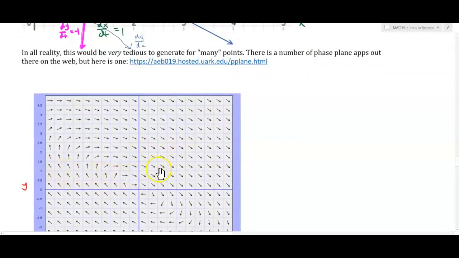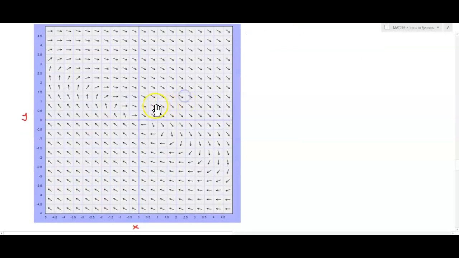And you can see that right around the point (1, 1), which is right about here, there are vectors that point right and down. That was because dx/dt was positive and dy/dt was negative. The vectors should point to the right and down.